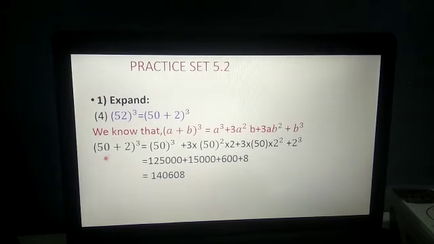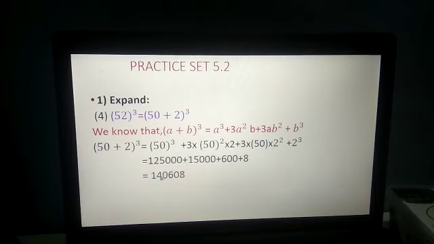So 52 can be written as (50 plus 2) whole cube. Here what is a? A is 50 and b is 2. So (50 plus 2) cube is equal to 50 cube plus 3 multiplied by 50 square into 2 plus 3 multiplied by 50 into 2 square plus 2 cube. Okay. Now what will be the answer? Here 1,25,000, then 15,000 plus 600 plus 8.